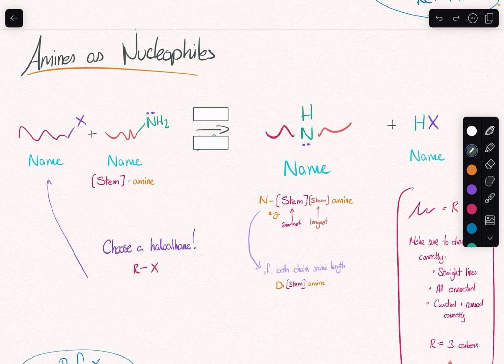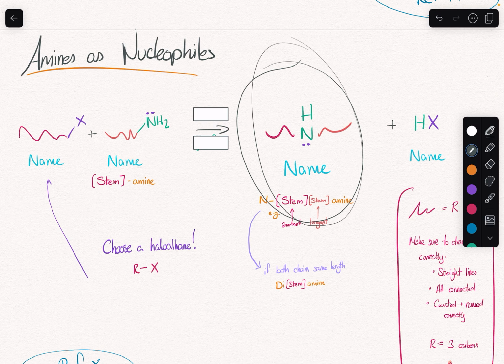Remember, we need to name this with the shortest stem and the longest stem. I would make it very, very easy and just make sure that they're both the same. So if I used pentadecamine and chloropentadecane over here, I would then have dipentadecamine for this. And I would draw that out with the 15 carbons on both sides. So it'd have 30 carbons in total. Remember, it needs to balance.